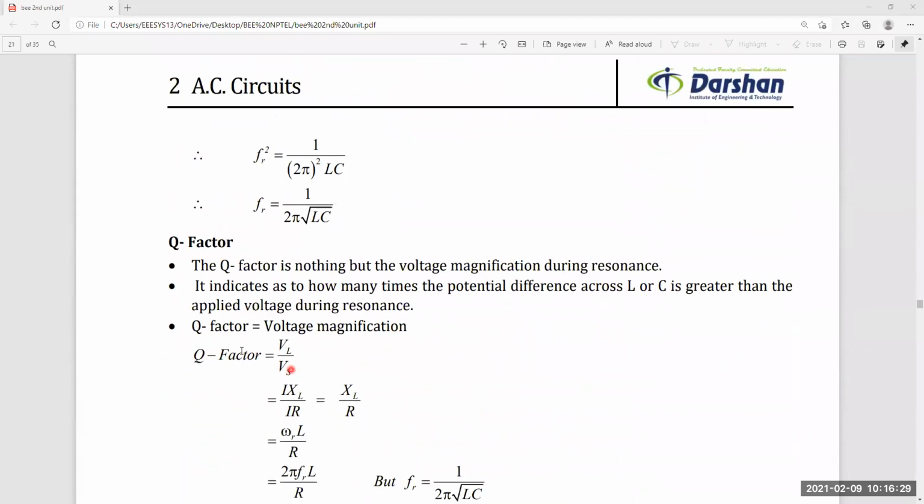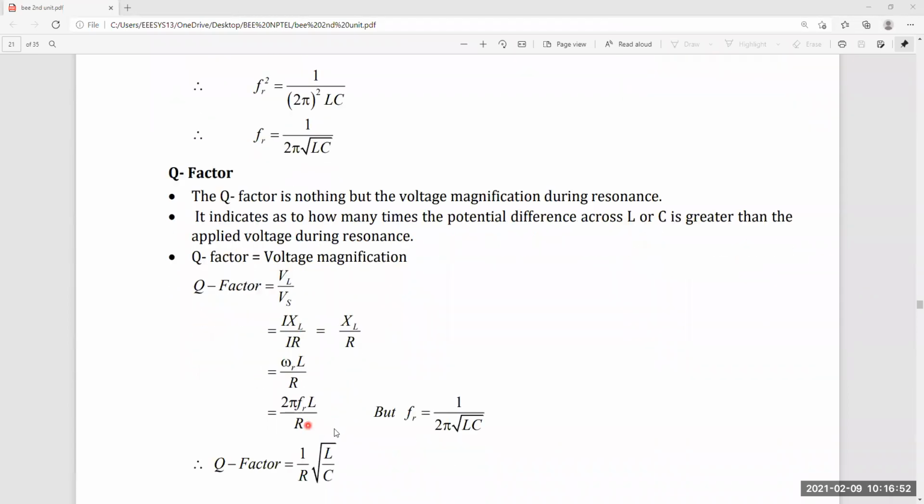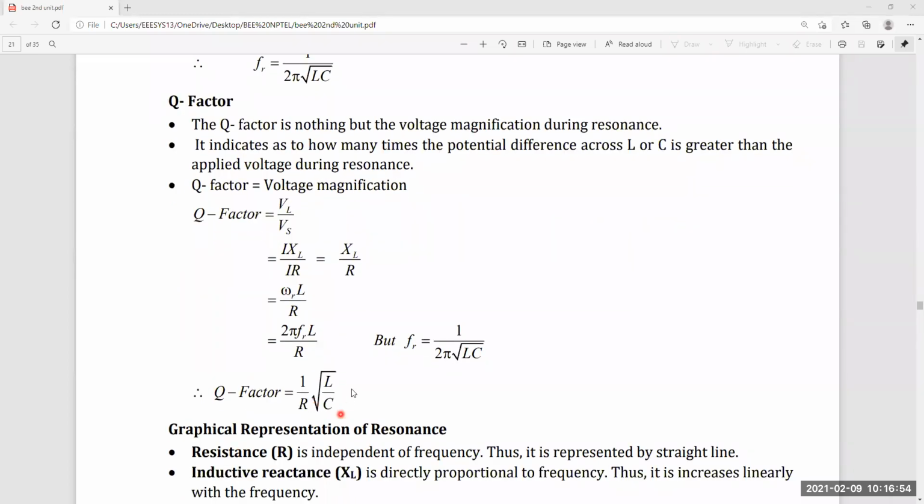Q factor is equal to VL divided by VS, otherwise VC divided by VS. Both ways we can write. Q factor is equal to VL by VS. So for simplicity, I into XL by I into R. Understood? So like that, we get Q factor is equal to 1 by R into root L by C. So this is the expression for quality factor. Q is nothing but the quality factor.